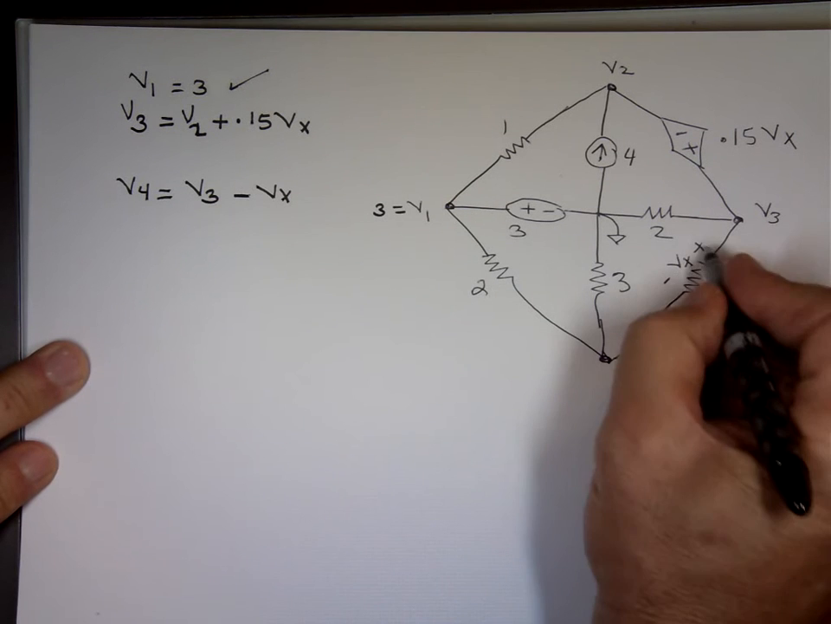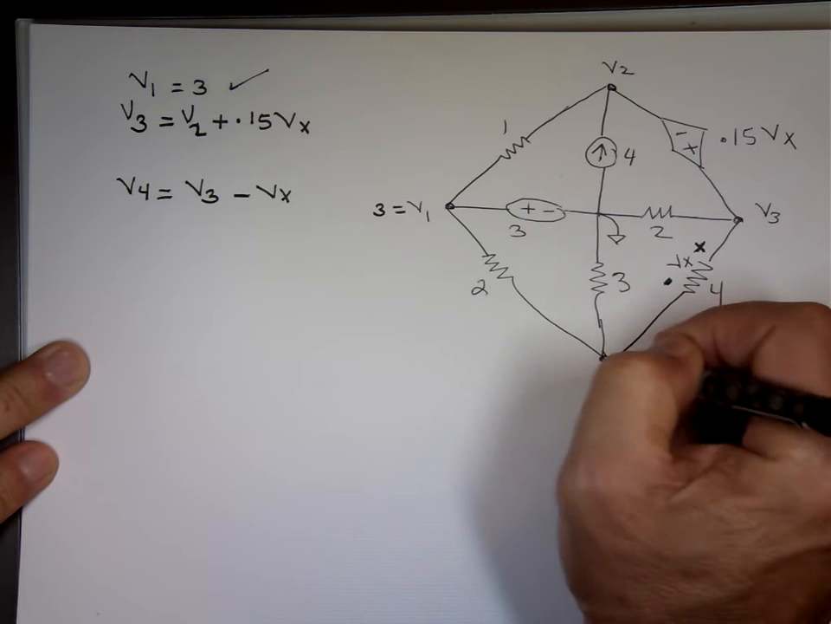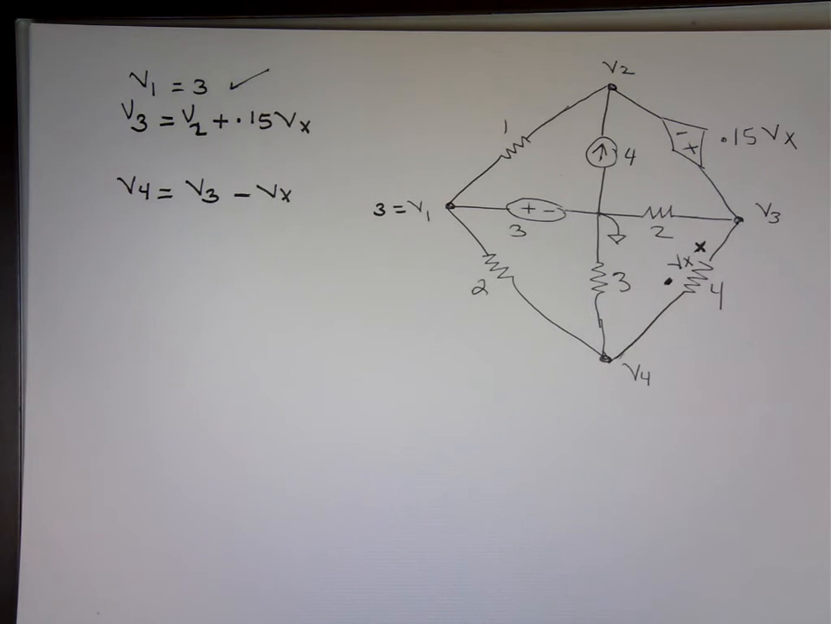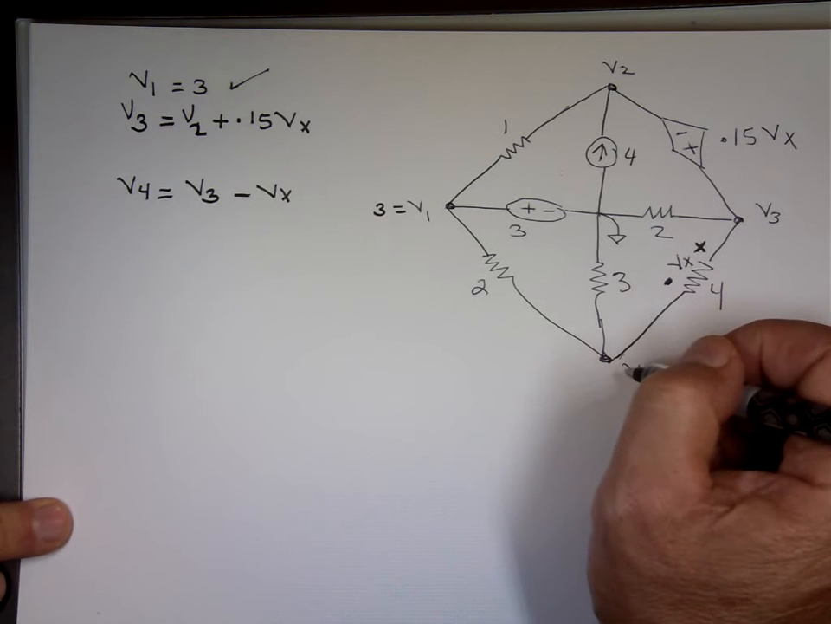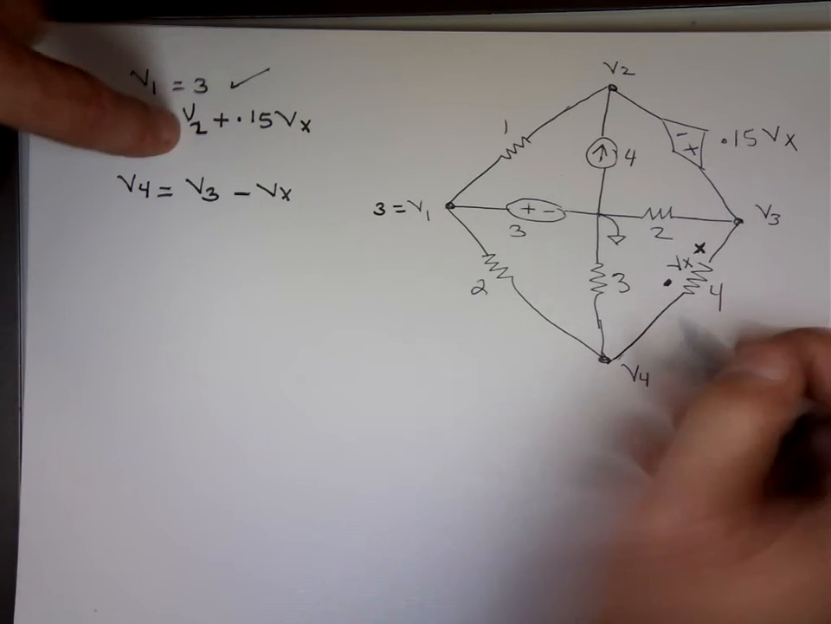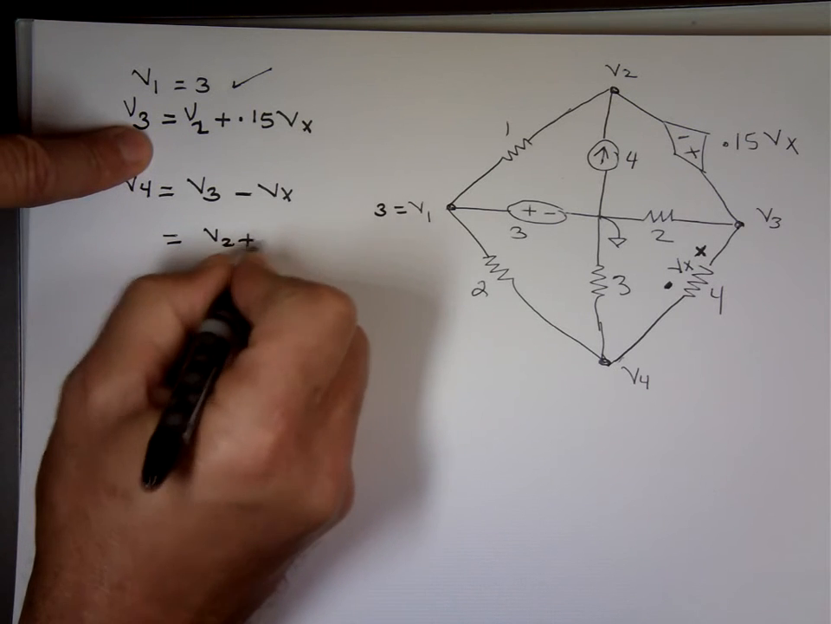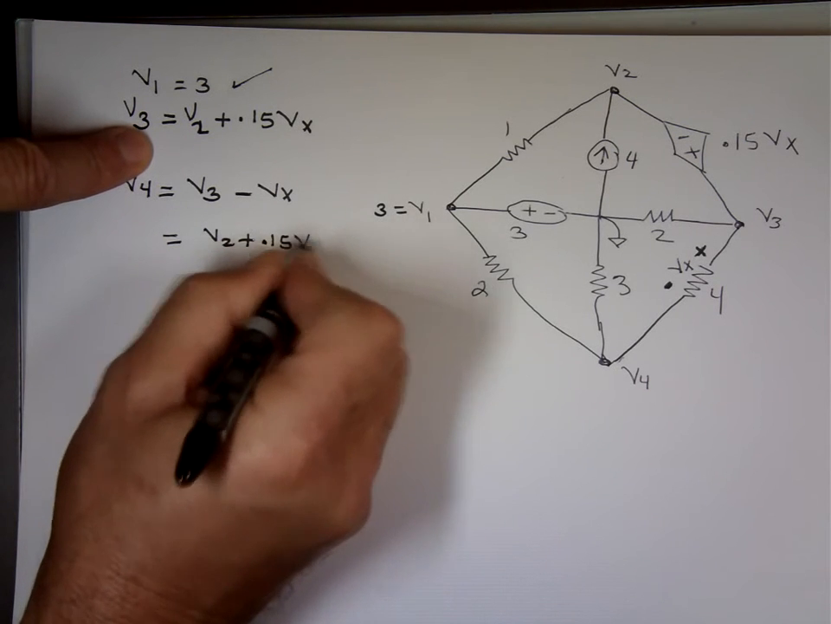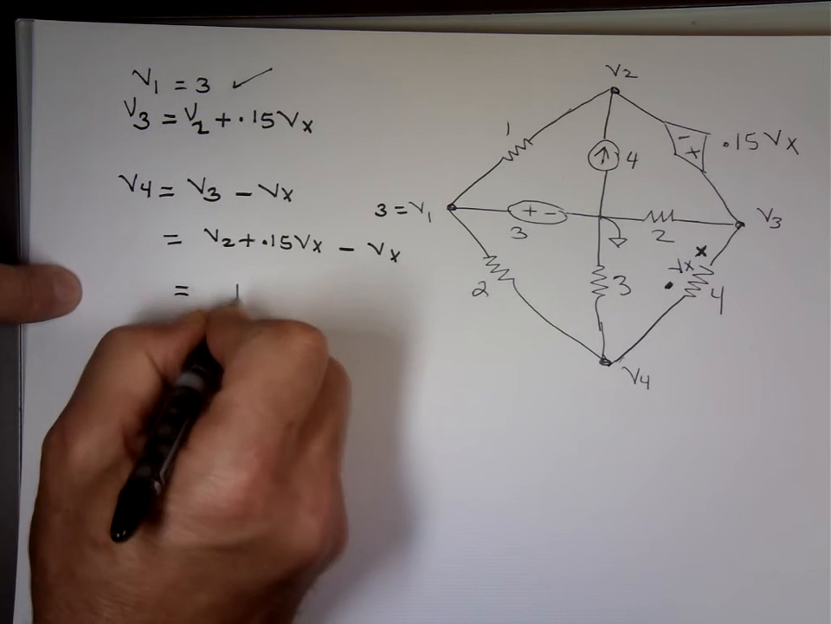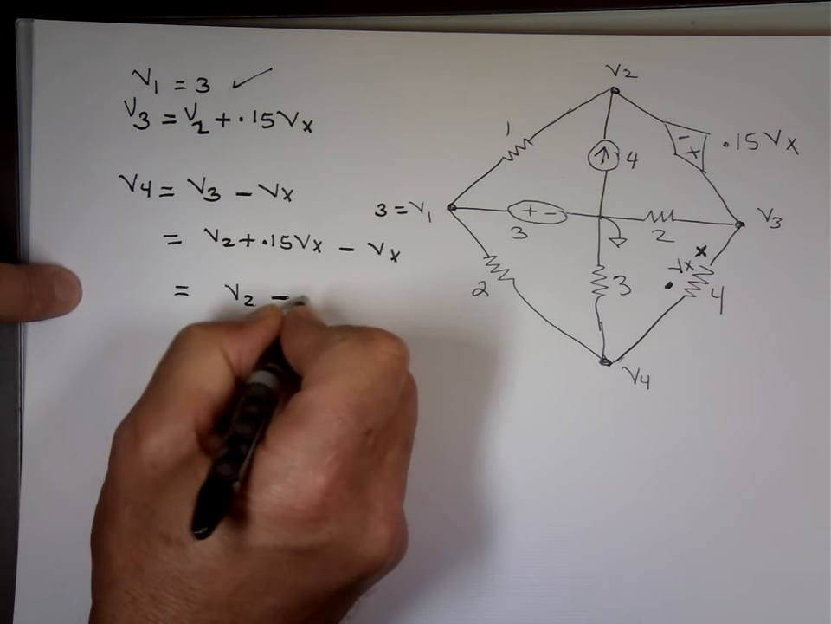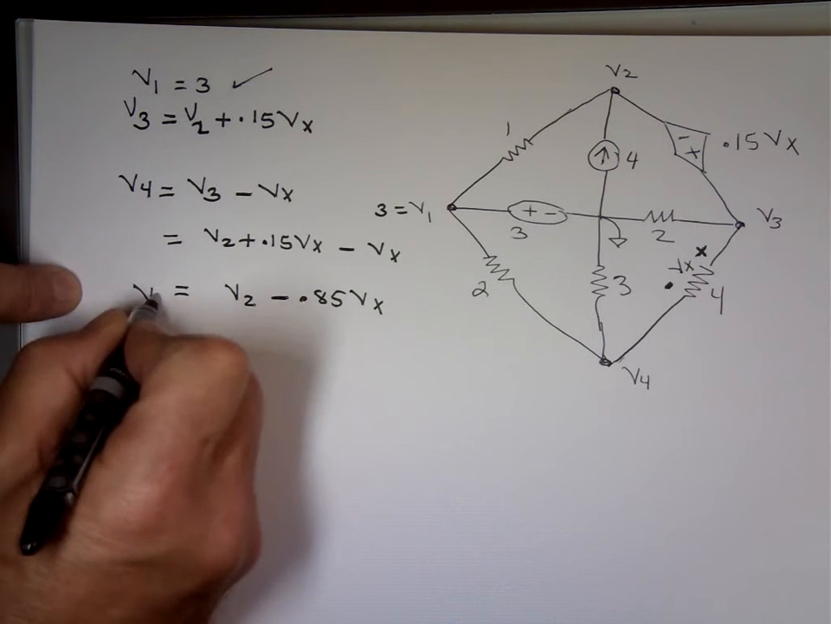If Vx is labeled plus to minus, plus here, minus here, then this end is that much less than that, or this end that much more than this. And I know what V3 is, so I can write that as V2 plus 0.15 Vx minus Vx, which is V2 minus 0.85 Vx. What's the big deal about this?